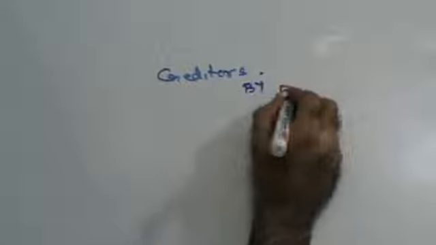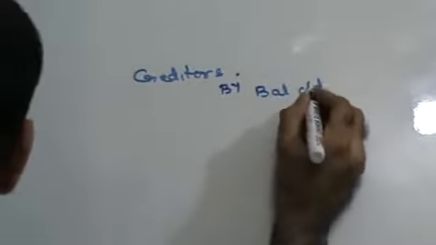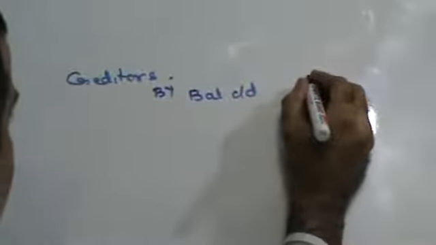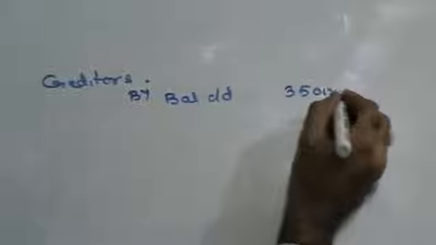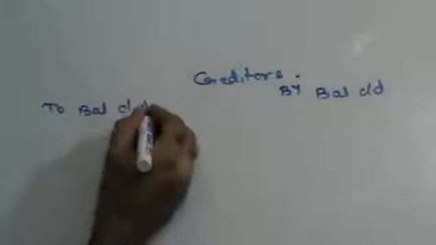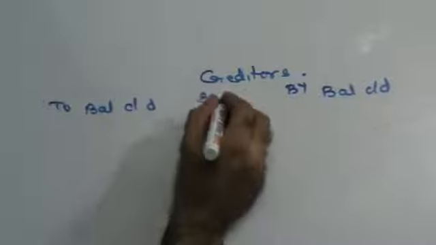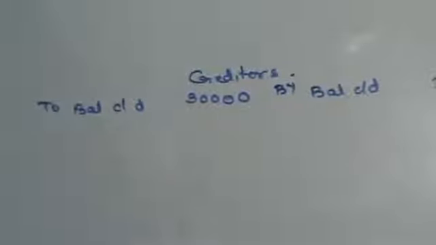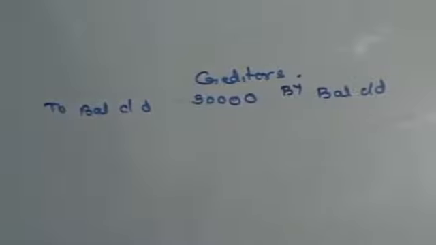Creditors is a liability, so the opening balance will go on the credit side. By balance brought down 35,000, to balance carried down closing balance is 30,000. Now, we also know from our working note B that a certain amount was received from debtors. So this is by bank.